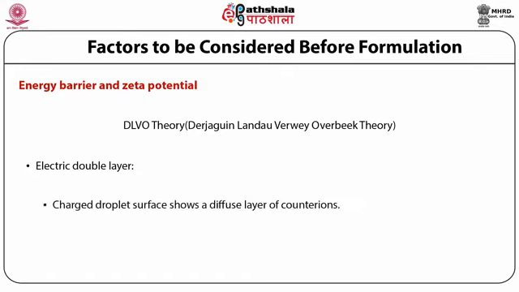Charged droplet surfaces show a diffuse layer of counter ions. The surface and the counter ions are called the electric double layer. When two droplets approach, the electric double layers overlap, and the electric potential between the droplets increases, which means that increased energy must be added with reduced distance between the droplets.